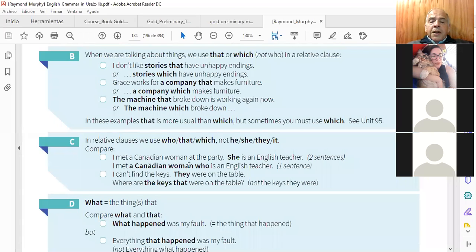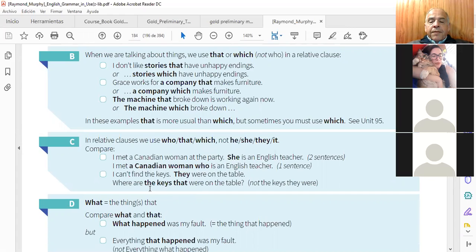Okay, here you have two separate sentences. I met a Canadian woman at the party. That is one sentence. She's an English teacher. It's another sentence. So you have two sentences, but you can join these two sentences using who. And you join it this way: I met a Canadian woman who is an English teacher. One sentence. Continue reading, please, Danae.